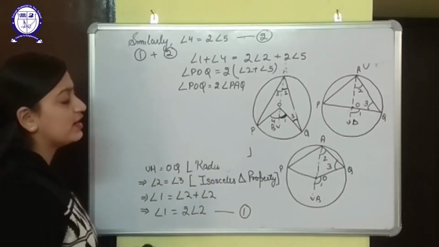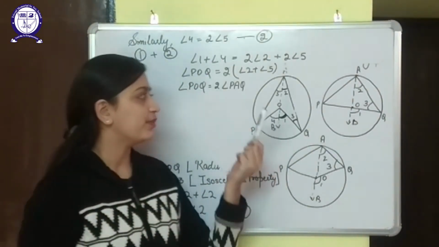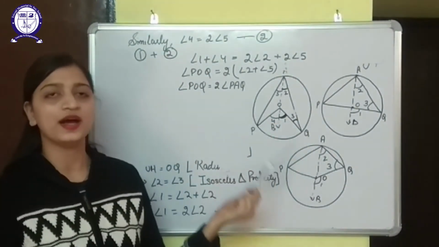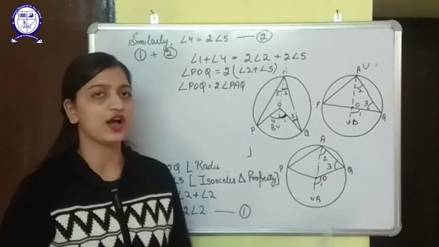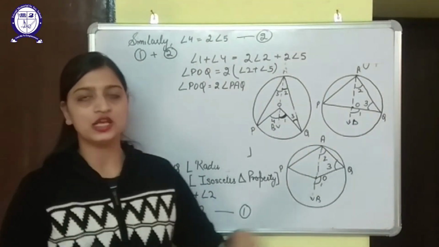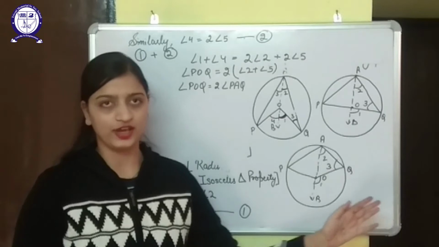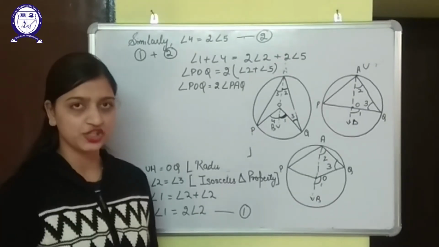That is, the angle subtended by the arc with the center is double of the angle subtended by the same arc with the remaining part of the circle. And this is the proof for all the 3 figures. But when the theorem is asked, you have to draw all the 3 figures. Okay, so now let's do some special cases of this theorem.